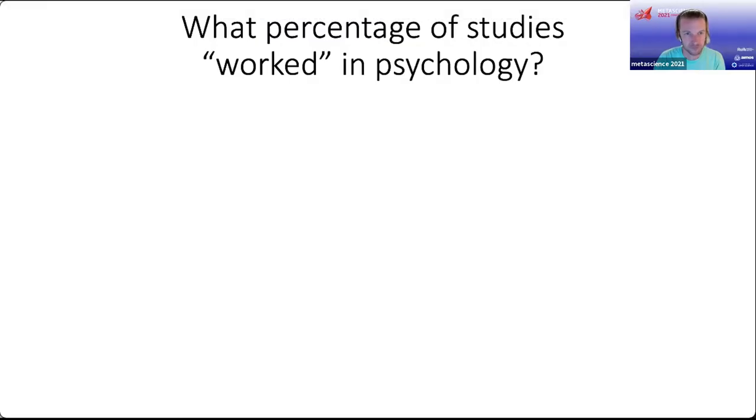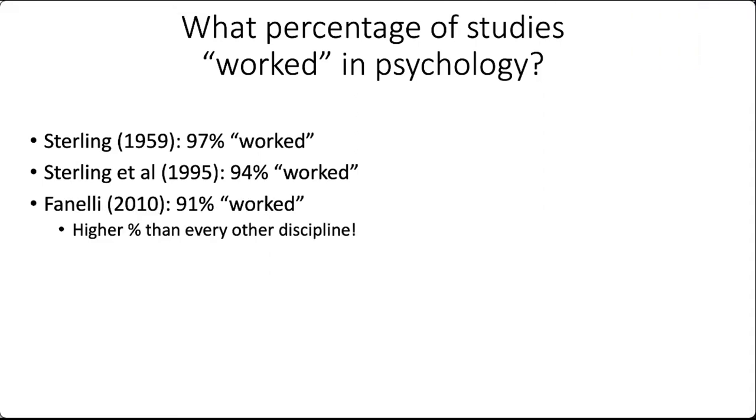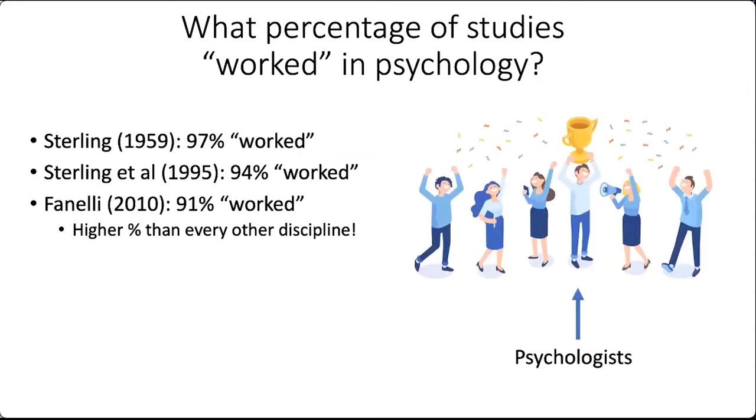What percentage of studies worked in psychology? There have been a few estimates over the years, some of which you've probably seen. They have ranged from 97% to 94% to 91%. Impressively, this 91% estimate for psychology was higher than for any other academic discipline. Psychologists are clearly very clever.